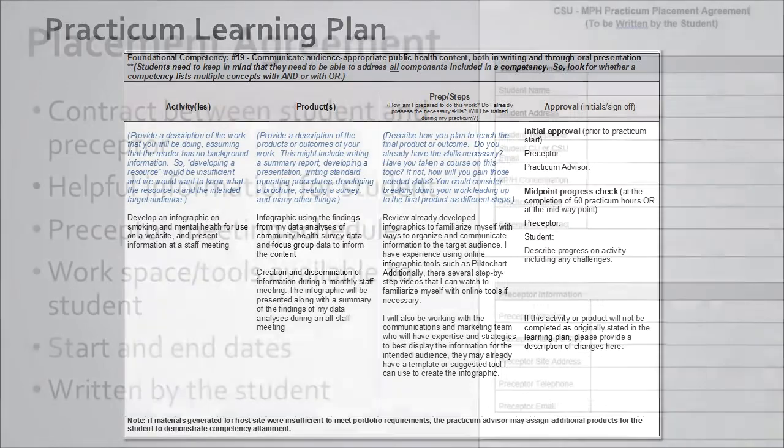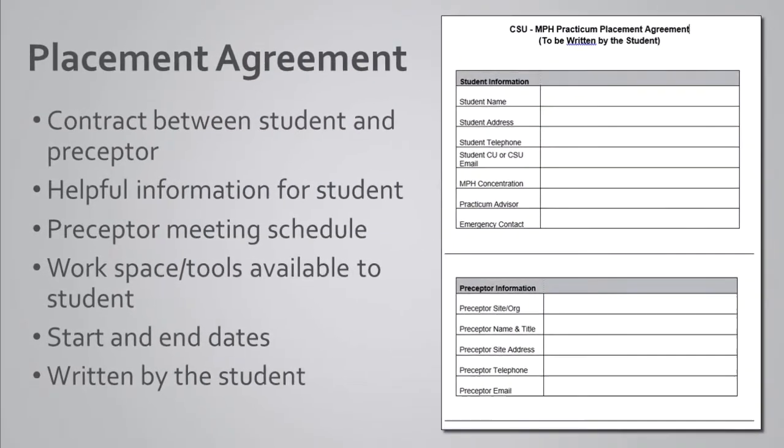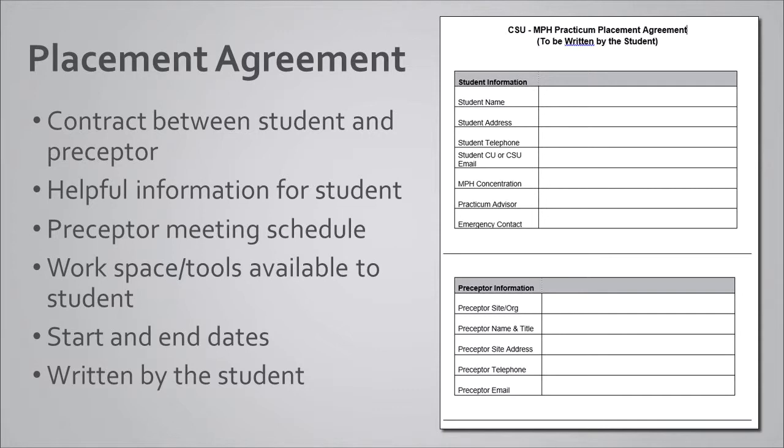The placement agreement is basically the contract stating that the preceptor agrees to host you for the purpose of the practicum. You'll need to meet with your preceptor to discuss the topics included in the placement agreement, but the placement agreement should be written by you. Within the placement agreement, you'll describe how you'll be oriented to the organization, what the dress code is, how you should communicate with your preceptor, what your hours will be, if workspace or tools will be made available to you, and what your start and end dates will be.